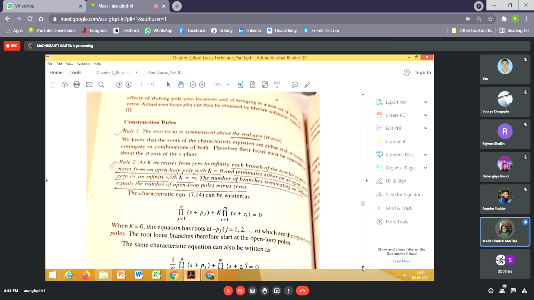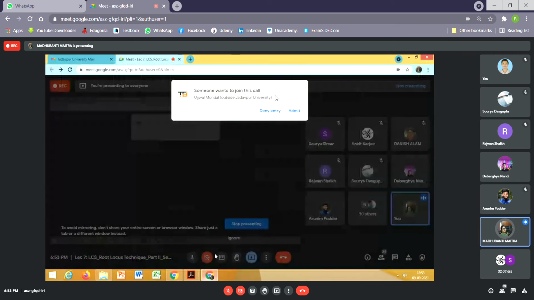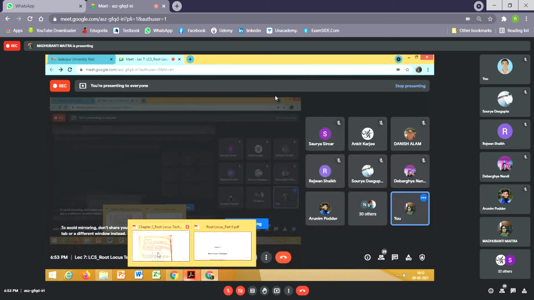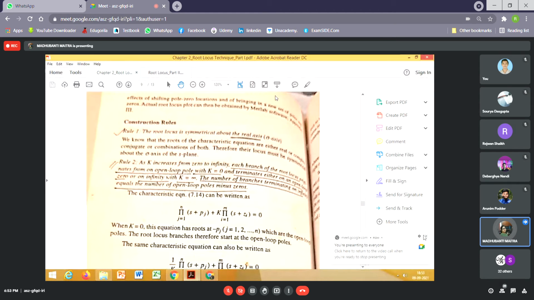Now, what about those n minus m number of root branches? Since the system is an nth order system, the number of root branches will be n. So what will happen to the rest of the n minus m root branches? If m is less than n, then n minus m number of root branches will tend towards infinity as k tends to infinity.